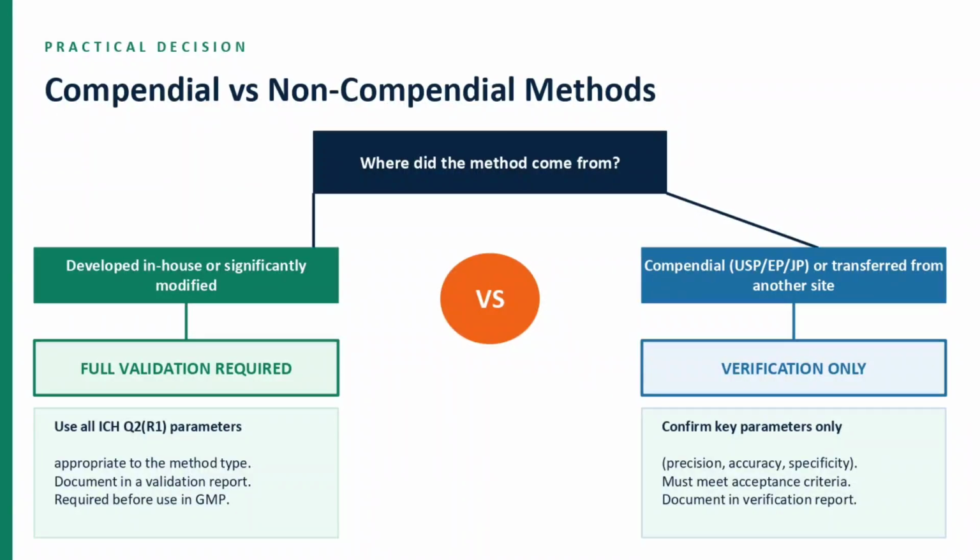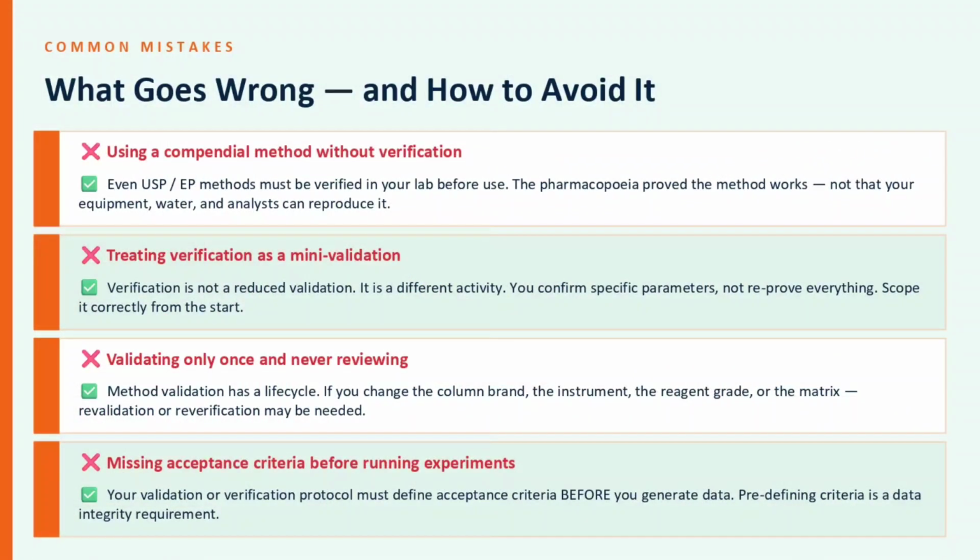The critical point in the middle is this: you cannot skip either activity. Some labs assume that because a method is in the pharmacopoeia it needs no demonstration at all. That is incorrect. Verification is still required. It is less work than full validation, but it is mandatory. Let me now highlight the four most common mistakes I see in practice.